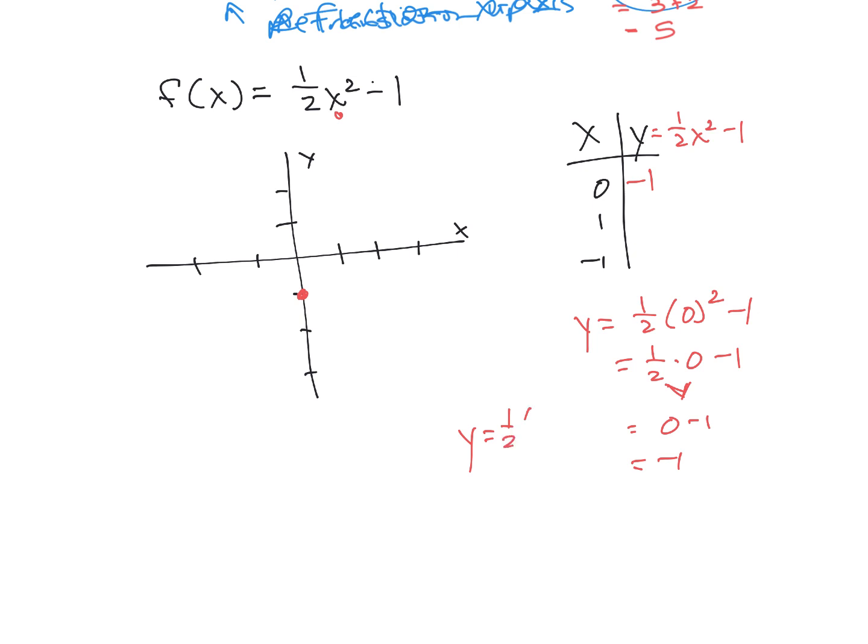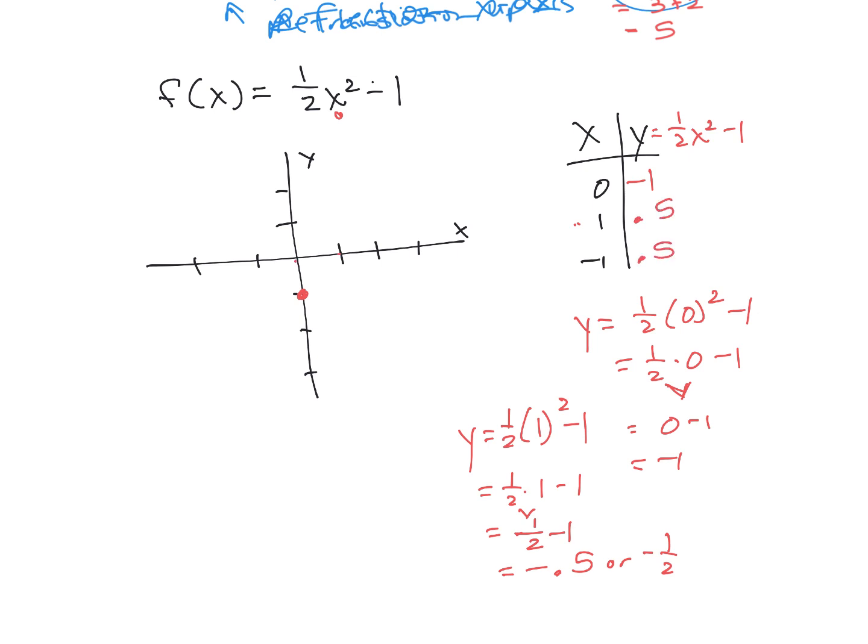So we have 1/2, 1, when x is 1, squared minus 1. So we have 1/2 times 1 minus 1. Multiply that together, that just becomes 1/2 minus 1. 1/2 minus 1 is -0.5 or -1/2, right? So you can do 0.5 if you want, or you can say 1/2.